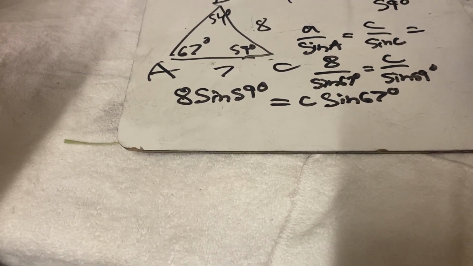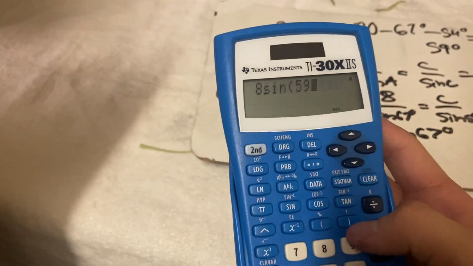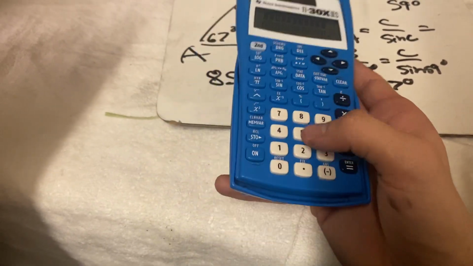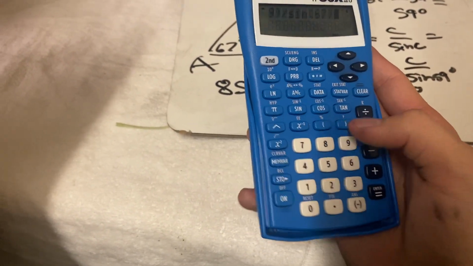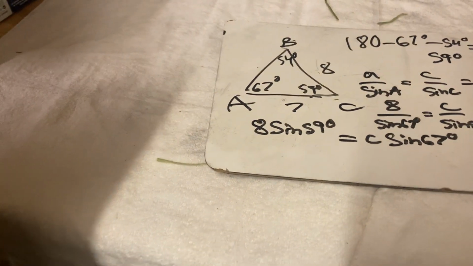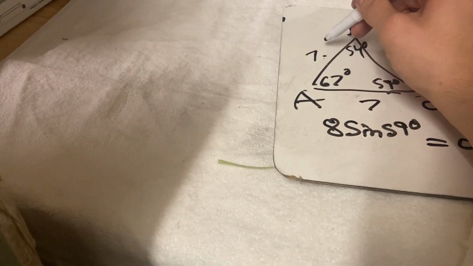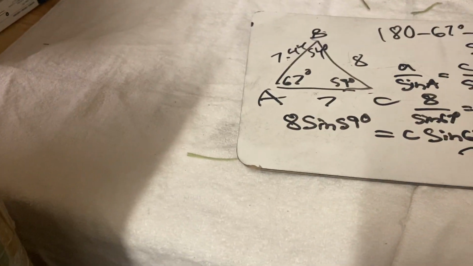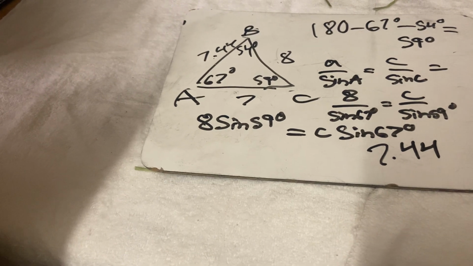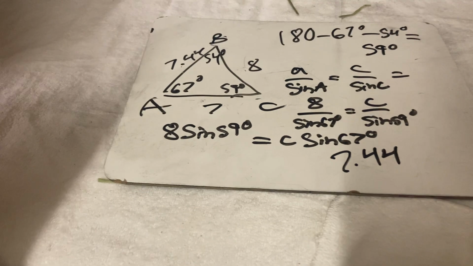So 8 sine of 59 divided by sine of 67. That'll be 7.44. 7.44 would be the side length of C. Now we know for sure this would be one solution. Now it is possible for this type of problem to have no solution or two solutions.